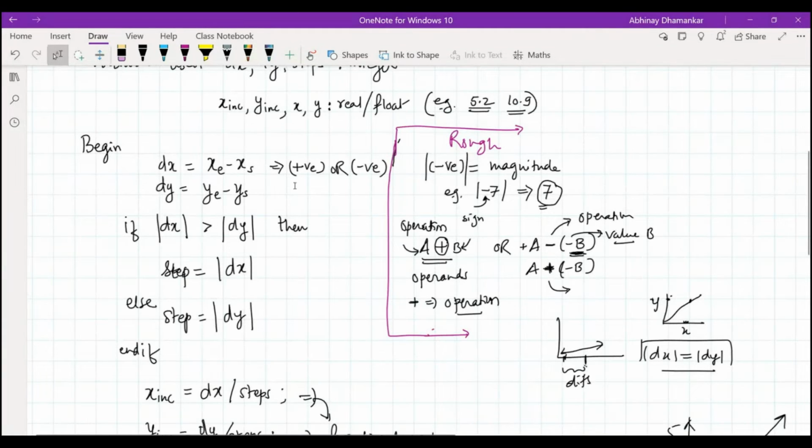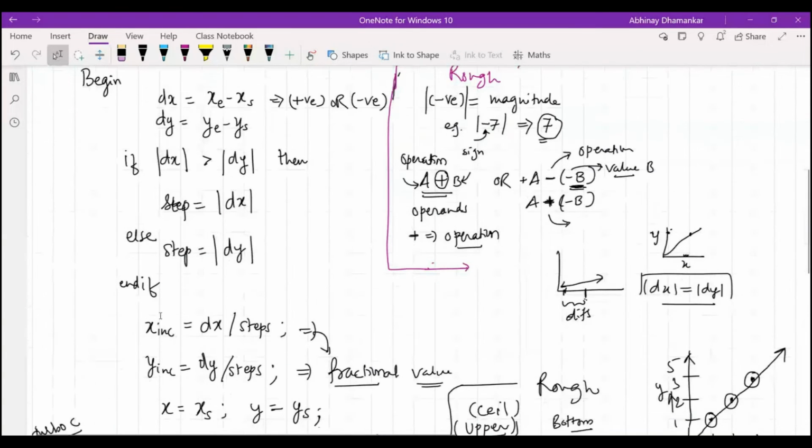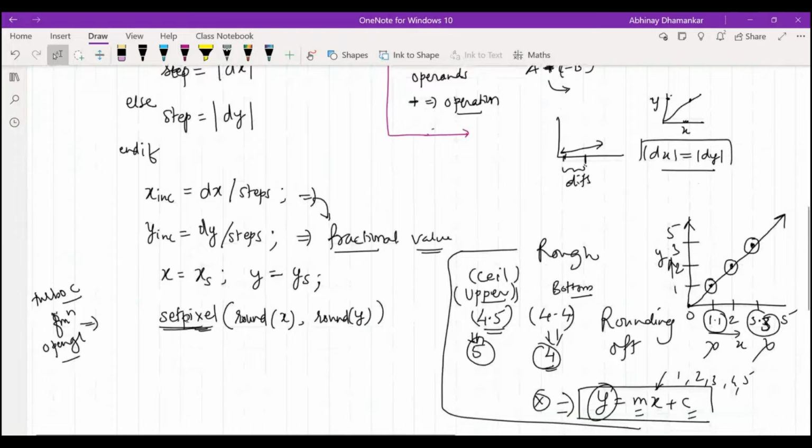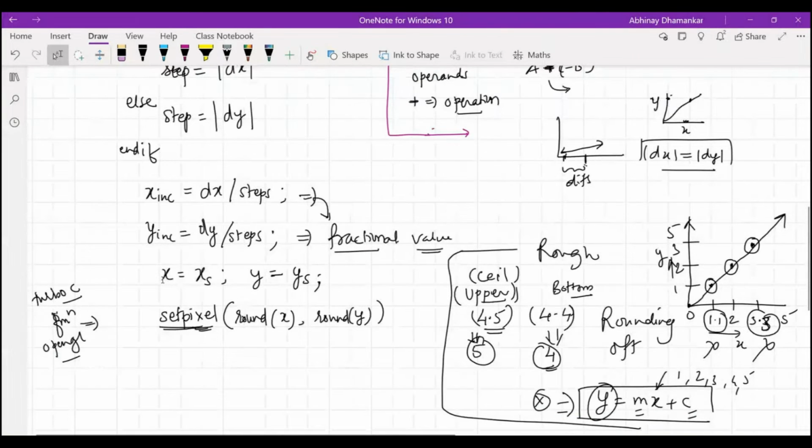X increment is also float type, because this is definitely going to have fractional values. We noted down whatever the value of dx will be. The mod value of that will be taken, and that will be treated as step. Here we have initialized x equal to the initial value x start. We have put it. We have plotted 1 pixel.